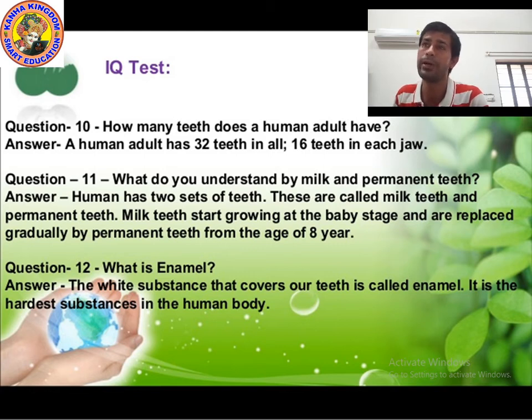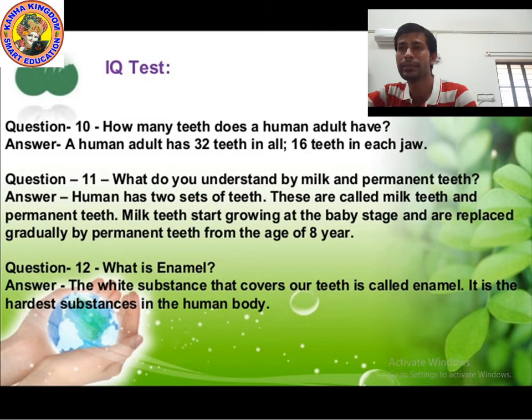Question number 11. What do you understand by milk teeth and permanent teeth? A few moments ago we studied about milk teeth and permanent teeth. Do you remember? Humans get 2 sets of teeth in their lifetime. The first set erupts when we are babies. This is called milk teeth, and milk teeth last until we are about 8 years old.